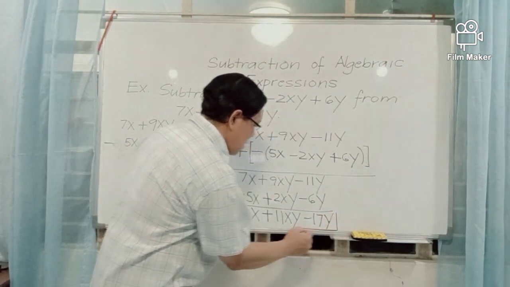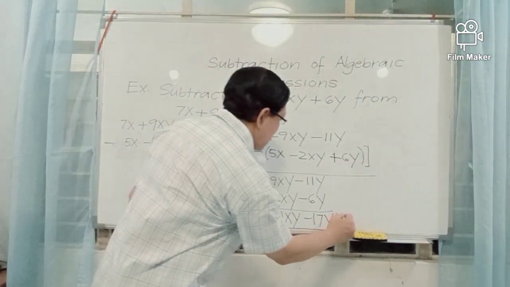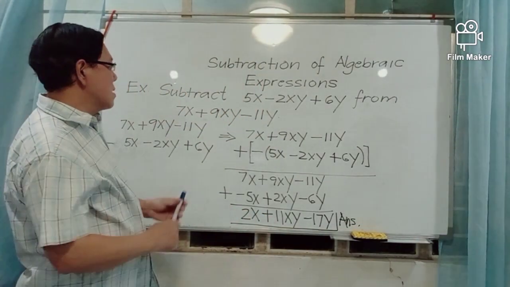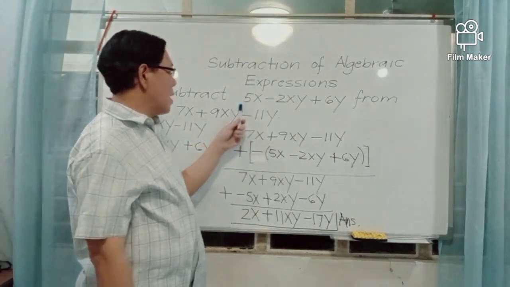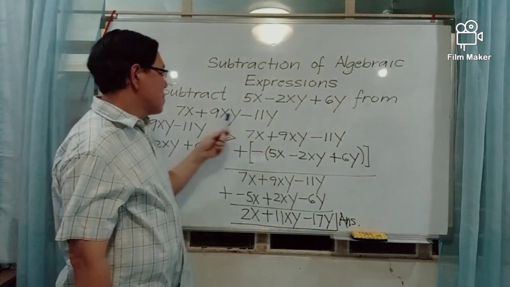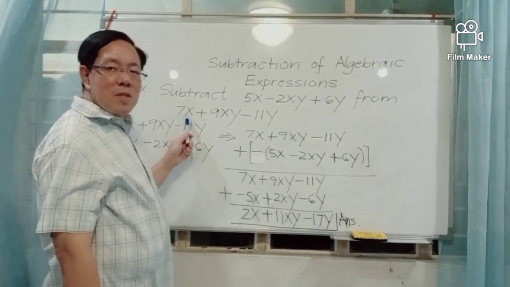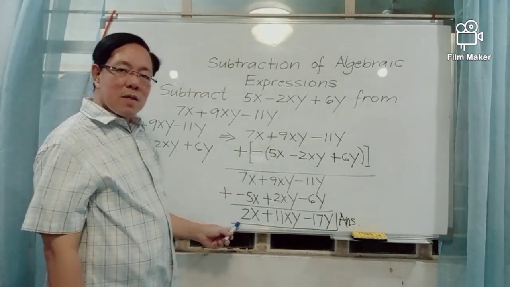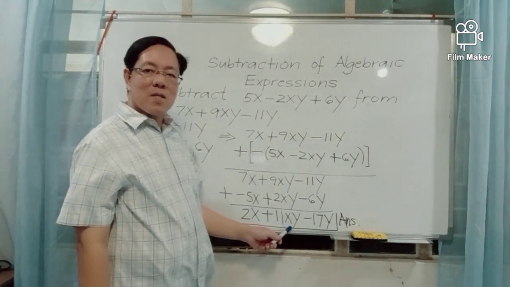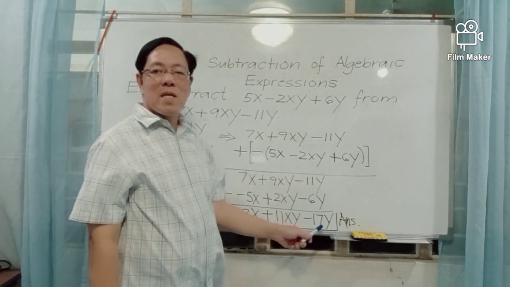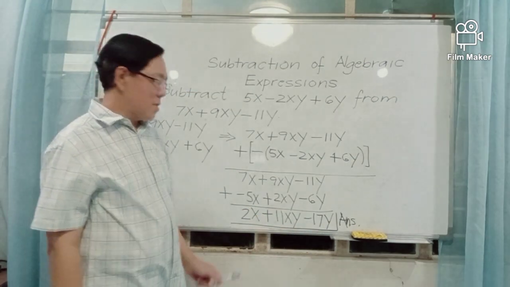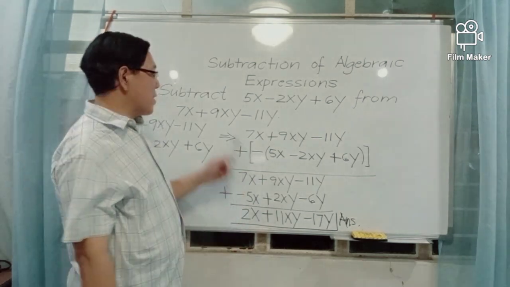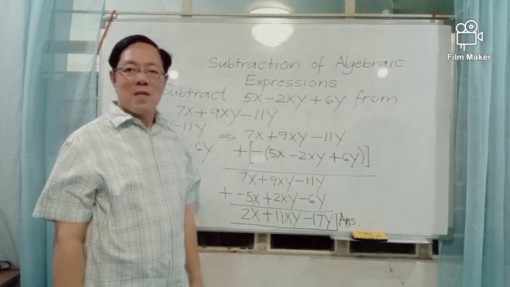And this is the difference between this trinomial and this trinomial. We have subtracted from the second trinomial the first trinomial, and we get 2x plus 11xy minus 17y. Now we will check this answer using horizontal method. We get the difference between these two trinomials horizontally.